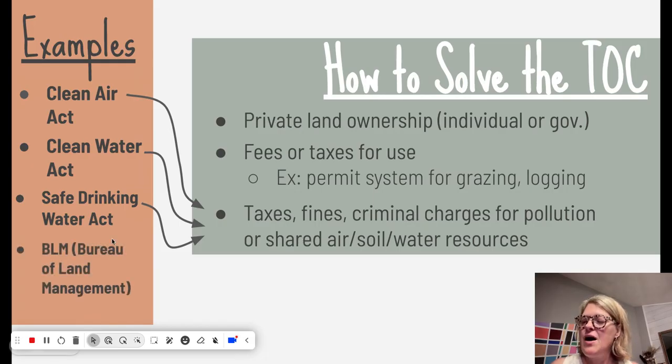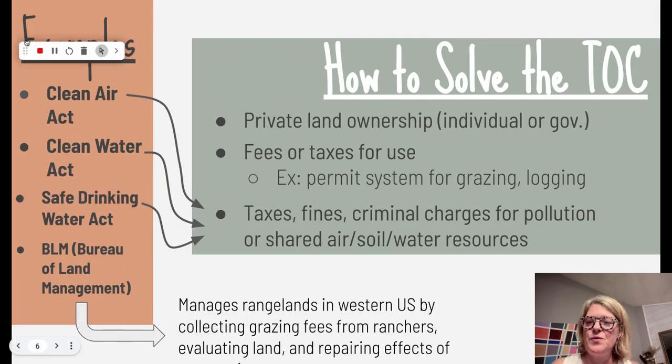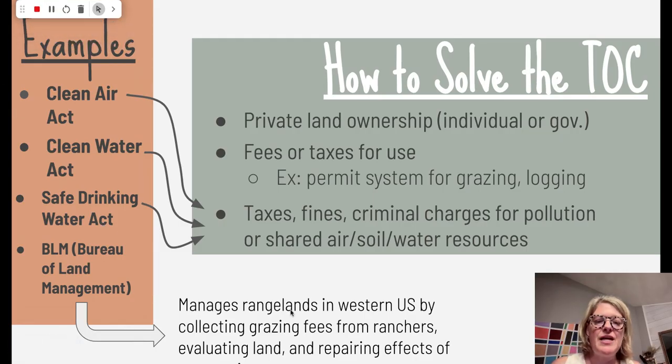And then the Bureau of Land Management is another example of an organization that manages the rangelands in the western United States, and they collect grazing fees from ranchers. They also evaluate the land to see if lands maybe need to be preserved and not allow the ranchers to be on those lands, or they can allow them to be on certain areas of lands.